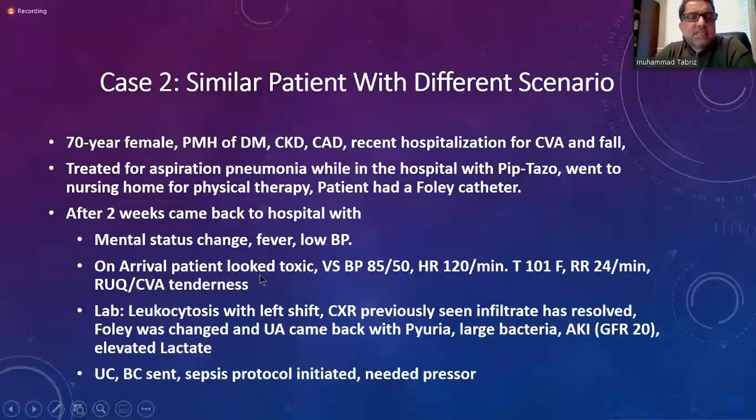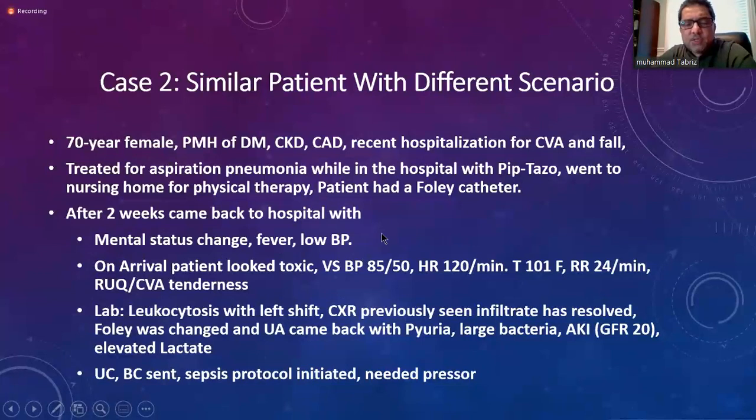So this is a 70-year-old female, with a similar kind of past medical history. The patient was recently hospitalized for stroke and fall. During this admission, the patient was treated for aspiration pneumonia with piperacillin tazobactam, had a Foley catheter placed, and was sent to a rehab facility for physical therapy. After 2 weeks, the patient is now back to the hospital with encephalopathy, high fever, and hypotension.